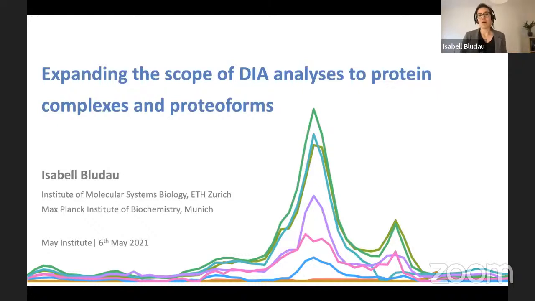And I hope that during this presentation, I can give you some insights and hopefully also some inspiration of how you can expand the concepts of proteomics in general and specifically of DIA to apply them to the analysis of protein complexes and also to assess proteoforms, something that also Lindsay already touched upon in her presentation before.